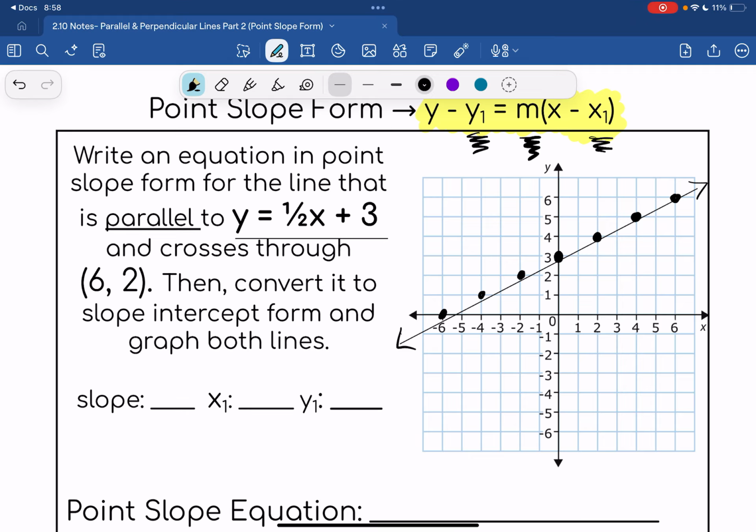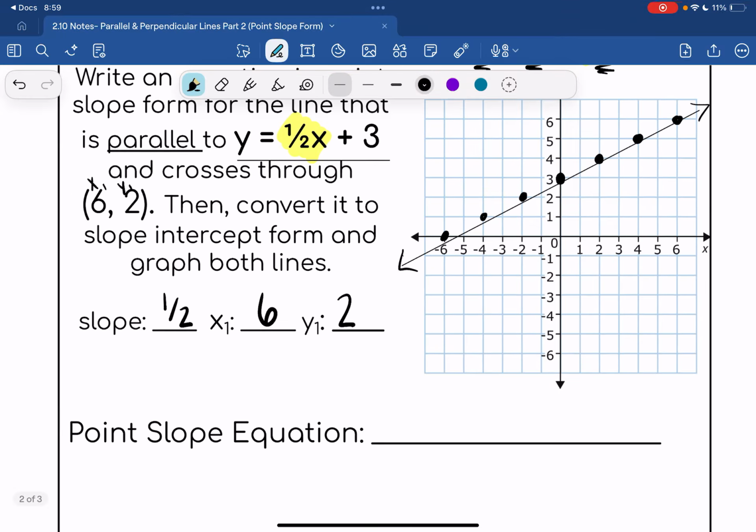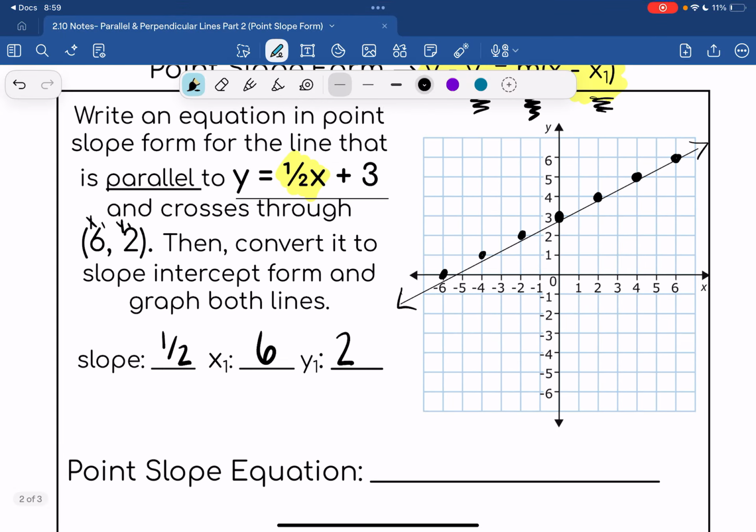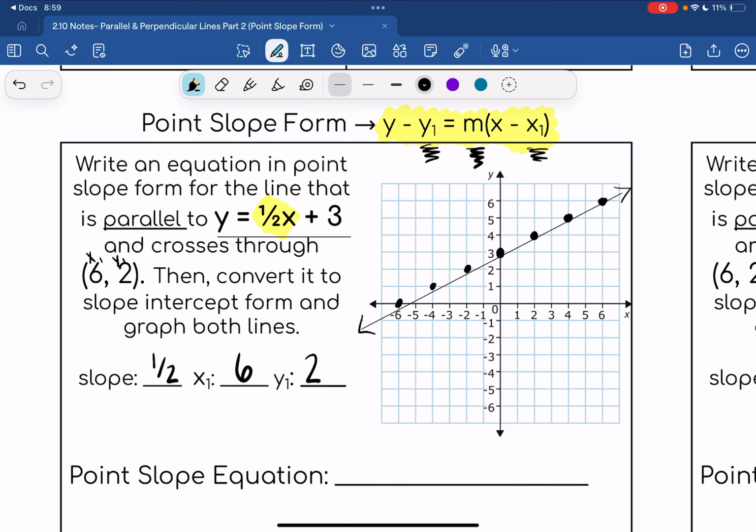So parallel to that is going to have the exact same slope. So since this slope right here is 1/2, parallel to that is going to have a slope of 1/2. Then we are given an ordered pair. This (6, 2), this is our x1, this is our y1. So 6, 2 are my x1 and my y1. Okay, we are now going to plug that all into this equation. I'm going to rewrite my equation right here so I can zoom in and we see what we're plugging into. So that's me just rewriting that.